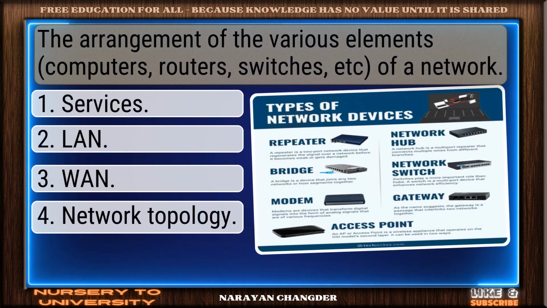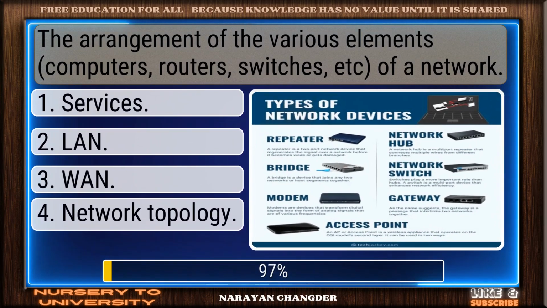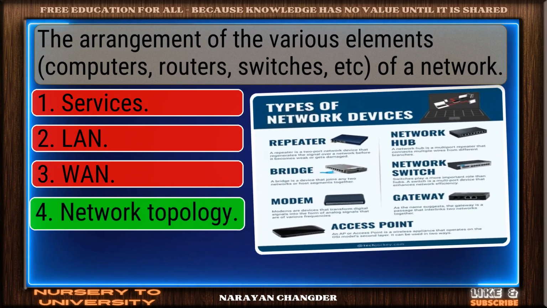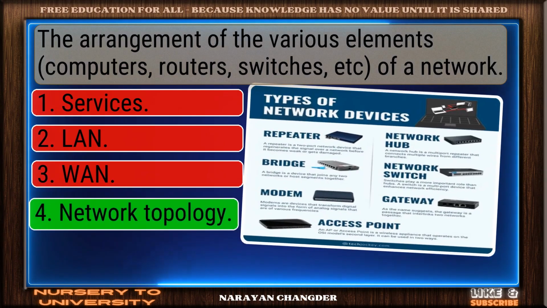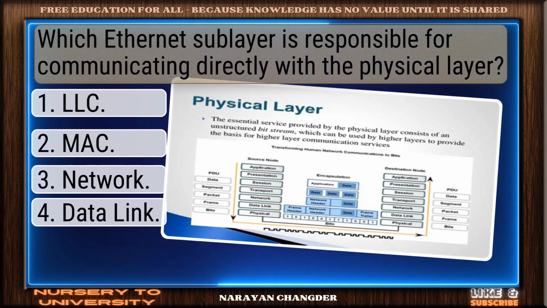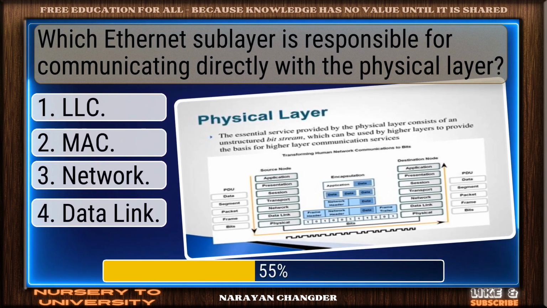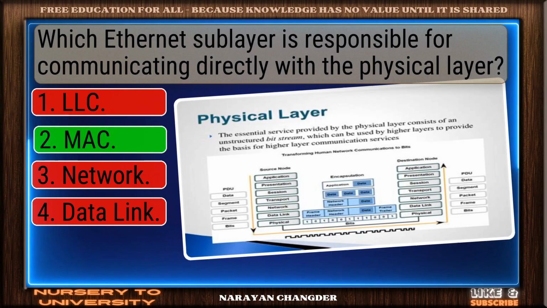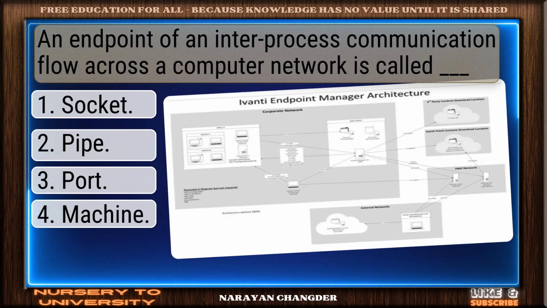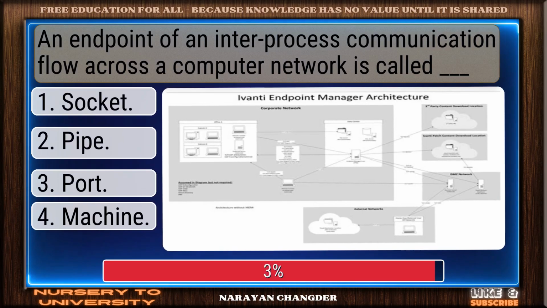The arrangement of the various elements of a network. Well done. Network topology is right. Which Ethernet sublayer is responsible for communicating directly with the physical layer? You got it? MAC fits. An endpoint of an inter-process communication flow across a computer network is called dash.